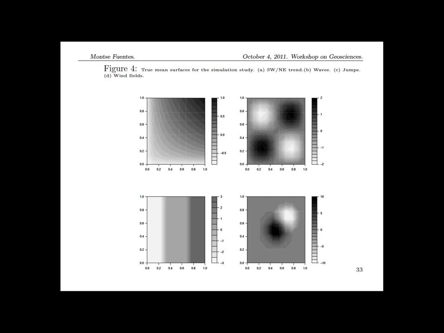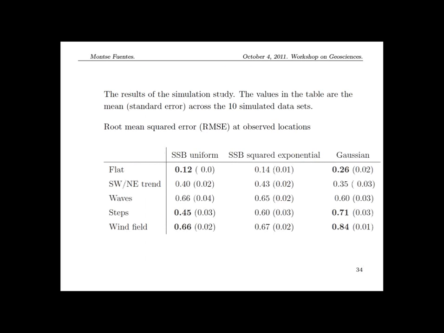So here we're generating different surfaces. This one is a surface with some trend. This is some waves here. This is very much a step function. This is sort of the way the wind fields will look like. And so we have these different surfaces, and we are going to fit this standard stationary Gaussian fitting approach compared to this stick-breaking spatial model that we are proposing here.